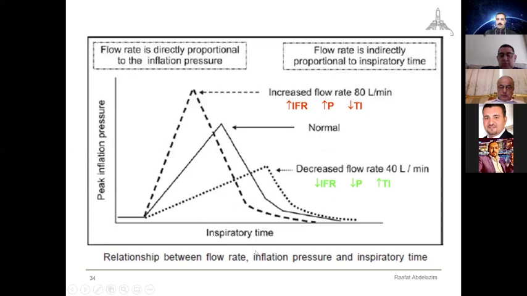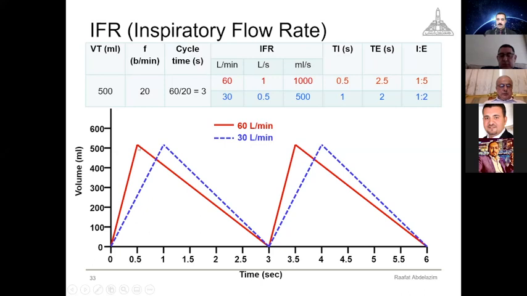So the red graph represents a volume-time scalar showing the patient breathing with 500 milliliters of tidal volume, an inspiratory time of half a second, and an expiratory time of 2.5 seconds. So the I:E ratio here is 1 to 5. If I want to change this ratio to prolong the inspiratory time and reduce the time of expiration, I will decrease the inspiratory flow rate. If I change the inspiratory flow rate, this means that a different time is needed.